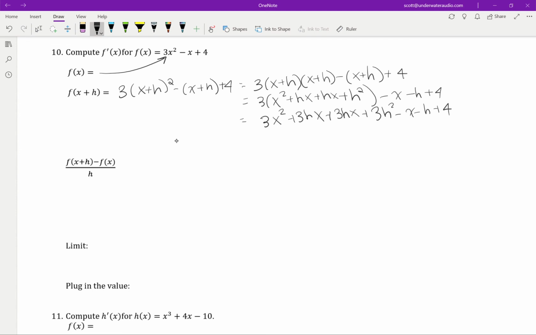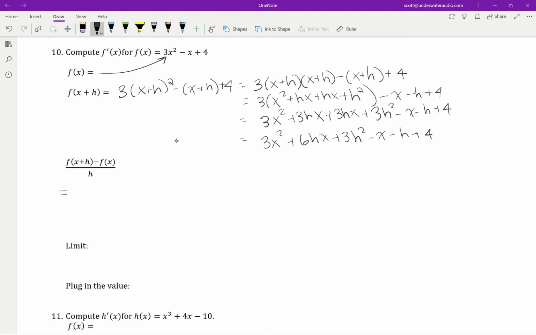Okay, in terms of simplifying, it looks like I have a 3hx and a 3hx, so I can add those two together. 3x squared plus 6hx plus 3h squared minus h plus 4. Cool. Whew. Okay, first step done. I've got f of x plus h. Now I'm going to put it in my difference quotient.